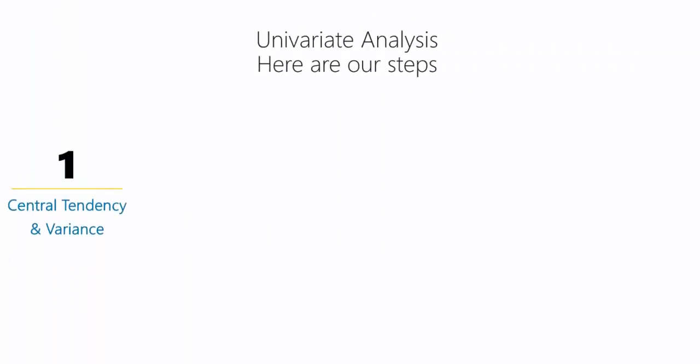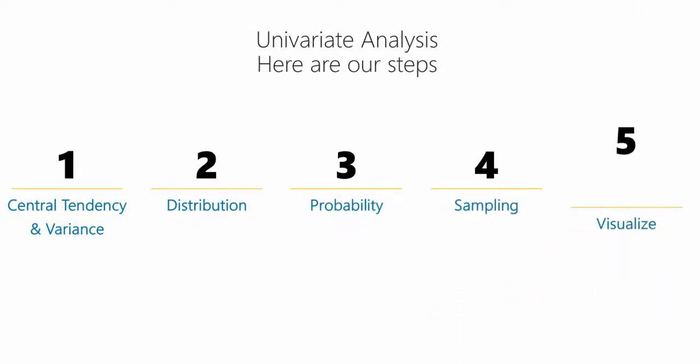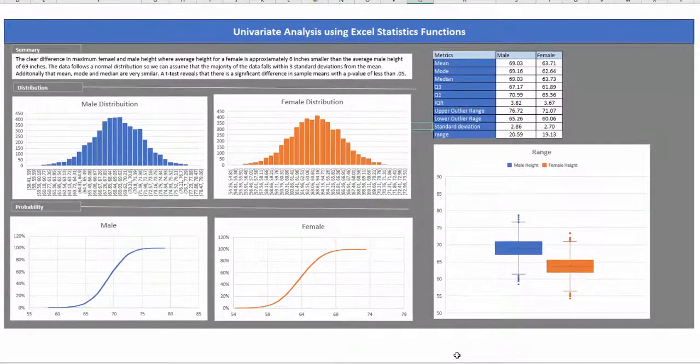Here are the steps. We're going to look at the central tendency and variance. We're going to look at the distribution, the probability, sampling, and visualize. Of course, there are a lot more things you can do with univariate analysis, but for this simple walkthrough, we're going to achieve this. So here is our output.